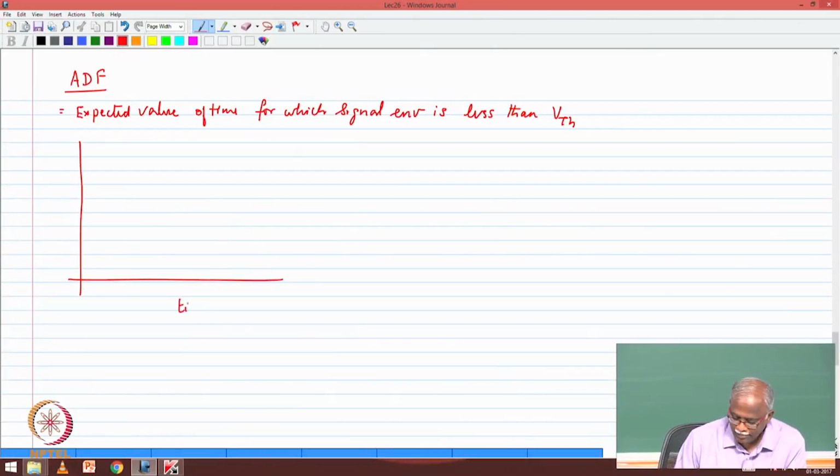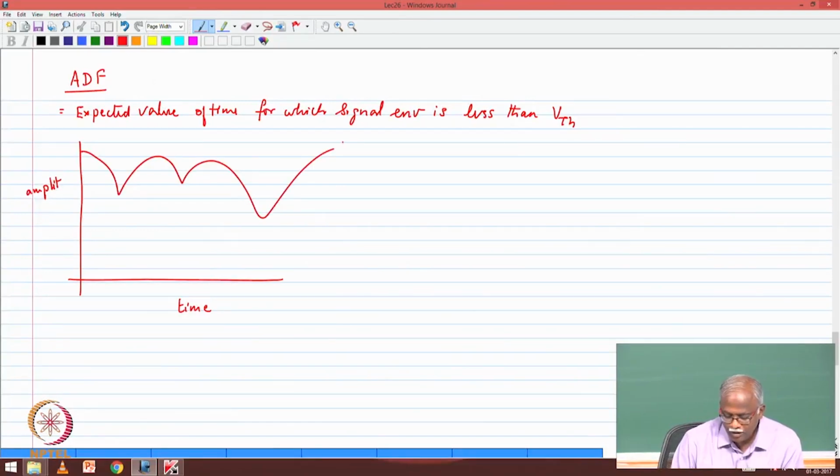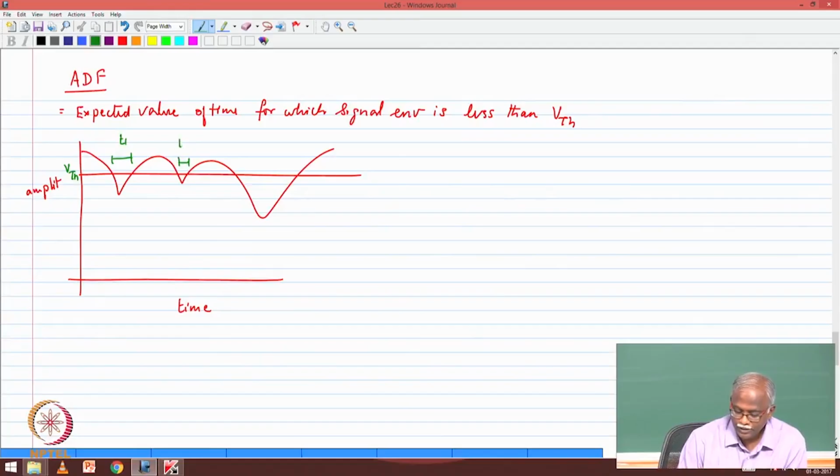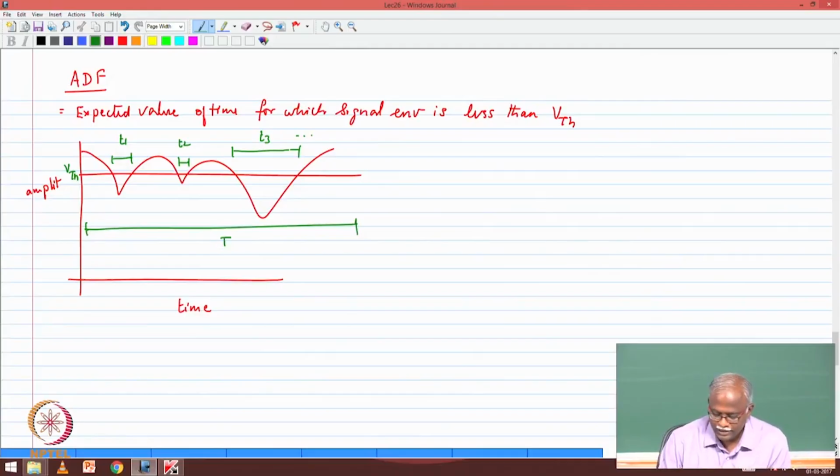So, this is the time axis. Notice there is no tau dimension here, so I am using the x axis as my time dimension. This is the amplitude dimension. Now, supposing this is my VTH, the durations that we are interested in: this is T1, I am in a fade; duration T2, I am in a fade; this happens to be a slightly longer fade, T3, and so on, in an overall duration of uppercase T.